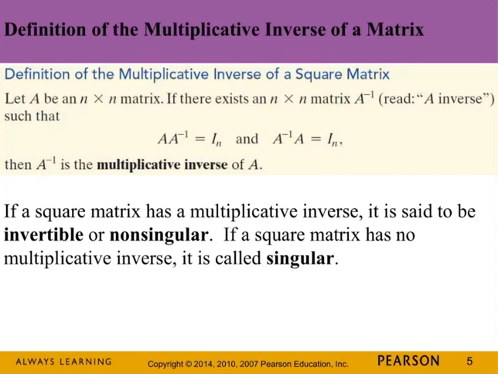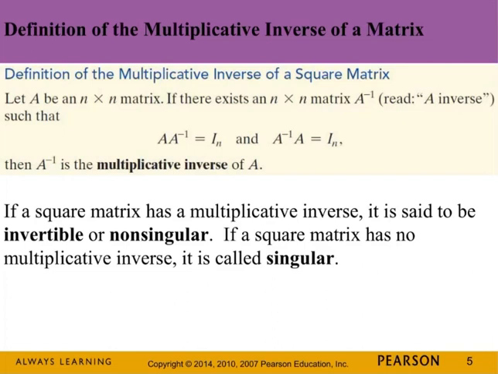Okay, so the definition of the multiplicative inverse of a square matrix. Let A be an n by n matrix. If there exists the n by n matrix A inverse such that A times A inverse equals the identity matrix and A inverse times A equals the identity matrix, then we say that A inverse is the multiplicative inverse of A, right? So when we have two matrices, to show that one is the inverse of another, when you multiply the first matrix times the second one, you get the identity, and then if you switch the order, the second times the first, you still get the identity, then we say that the second matrix is the multiplicative inverse of the first.